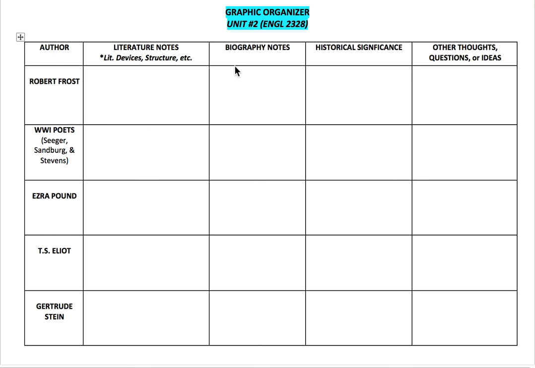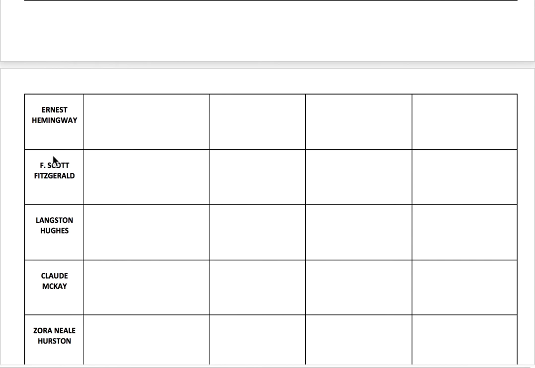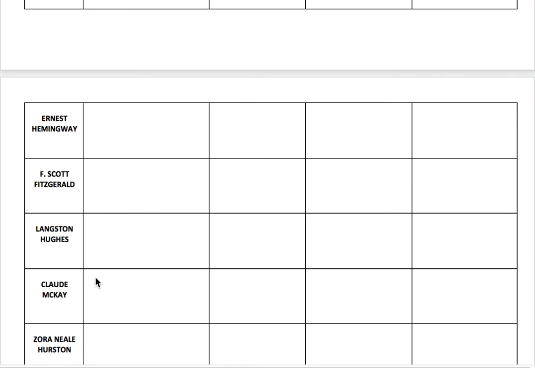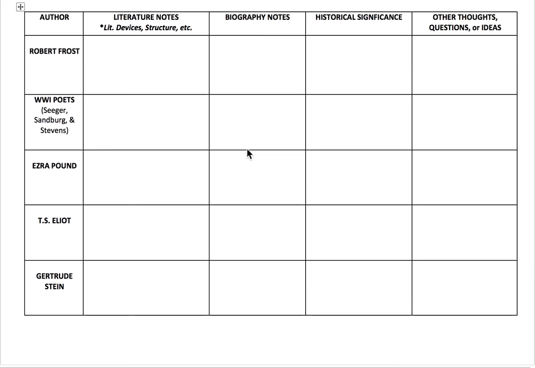The biography notes really are just why that figure is historically important. What did they do? What movement perhaps do they belong to? So when you get down here to Langston Hughes and Claude McKay and Zora Neale Hurston, they're all part of the Harlem Renaissance. That would be something important to put in their biography. Anything that really stands out as far as why they matter in terms of the American literary landscape. Why are they important in American literature? Because all of these authors are very, very important in American literature, and there are particular reasons why.